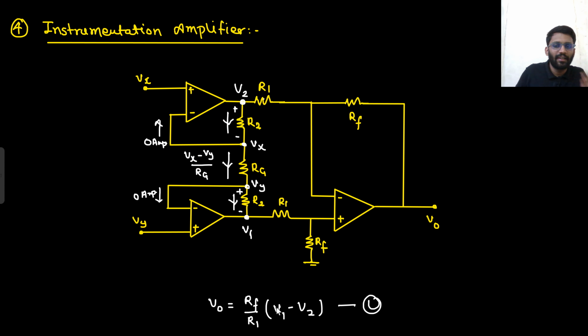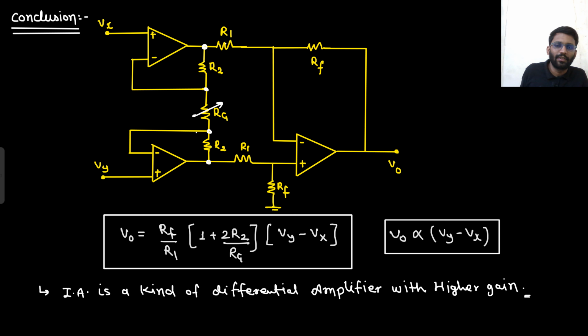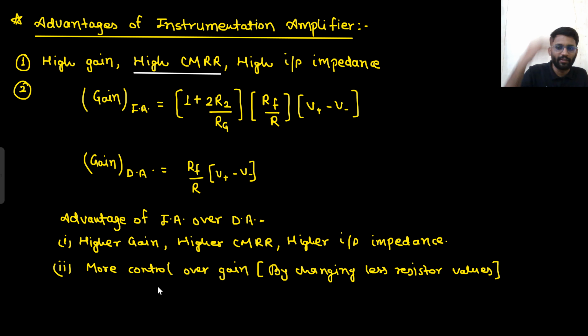Well and good. Then we studied the instrumentation amplifier. It is a kind of differential amplifier only, but the gain is higher. So what is the gain? Rf by R1 into 1 plus 2R2 by Rg, into Vy minus Vx, positive potential minus negative potential. This was your V0, and this is the conclusion we made. And what is the input impedance? Input impedance is infinity here. It has a higher gain, and it has better control over gain. So: higher gain, higher input impedance, and better control over gain, right?